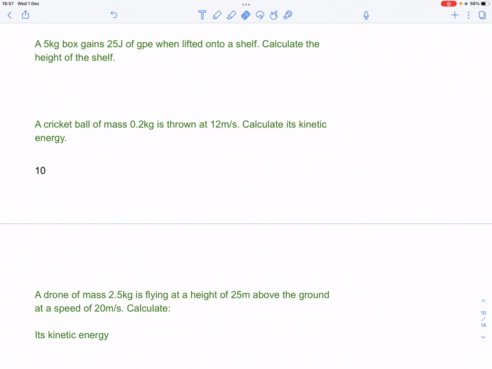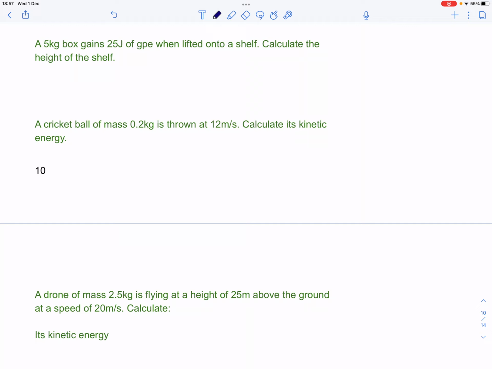We're going to have a go at calculating values for gravitational potential energy and kinetic energy, and combining them using the law of conservation of energy, to calculate one or the other of the factors within those equations. So let's start with a question on gravitational potential energy.